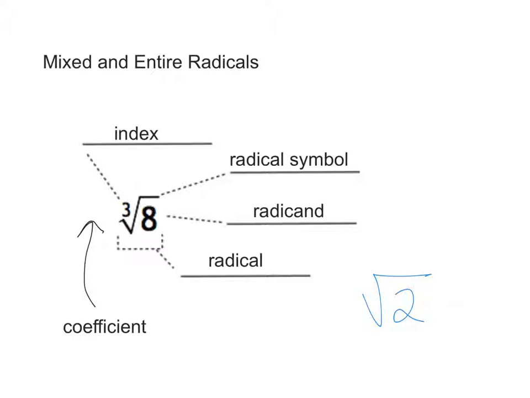But it actually does have an index. Do you know what the index is? 1. You would think it's 1, right? Because usually if we don't see an exponent, it's 1. If we don't see a coefficient, it's 1. But it's actually 2.